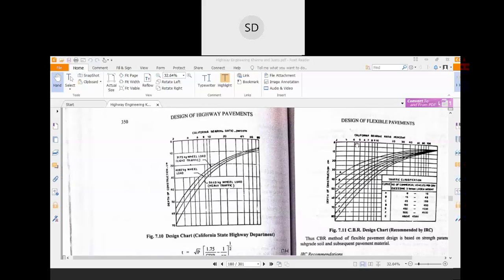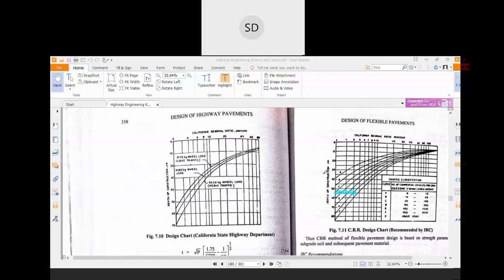So based on this, your CBR value is 4%. You have to find out at which point it intersects. It will intersect the design curve at this point, and again you have to draw one line to find out the total depth of the pavement. So you can find out the total depth of the pavement is like 55 centimeter. That is the total depth of the pavement.